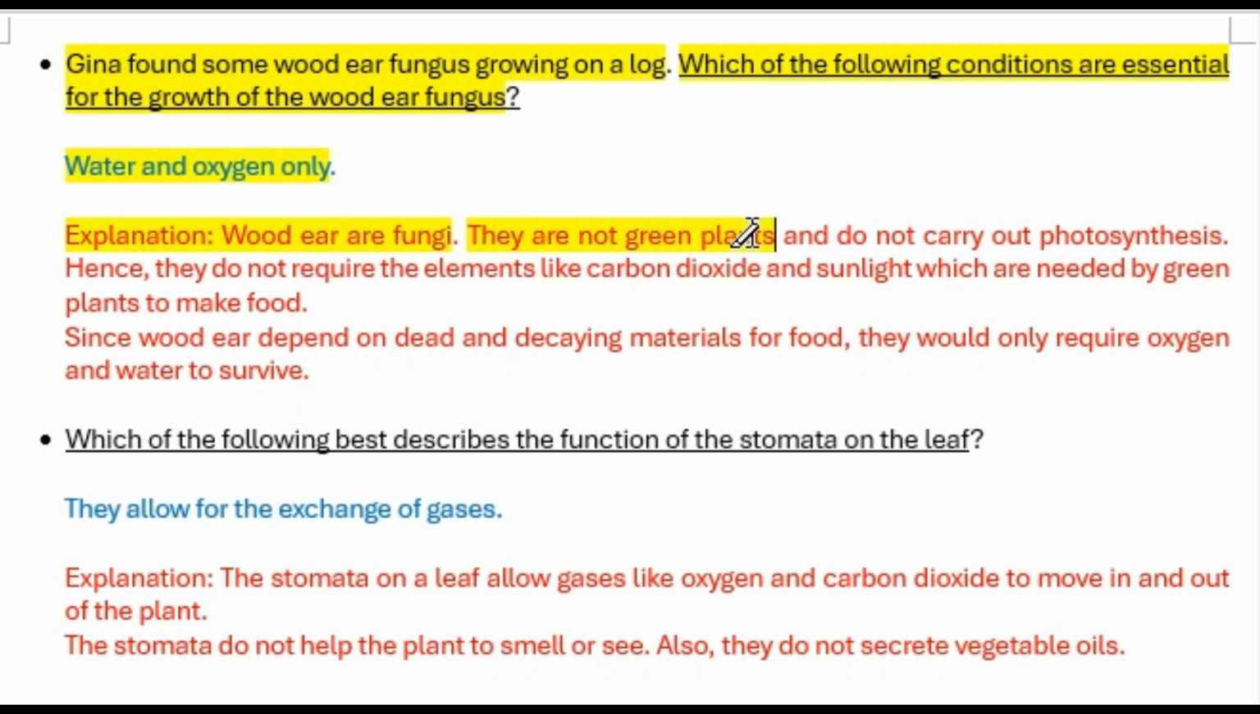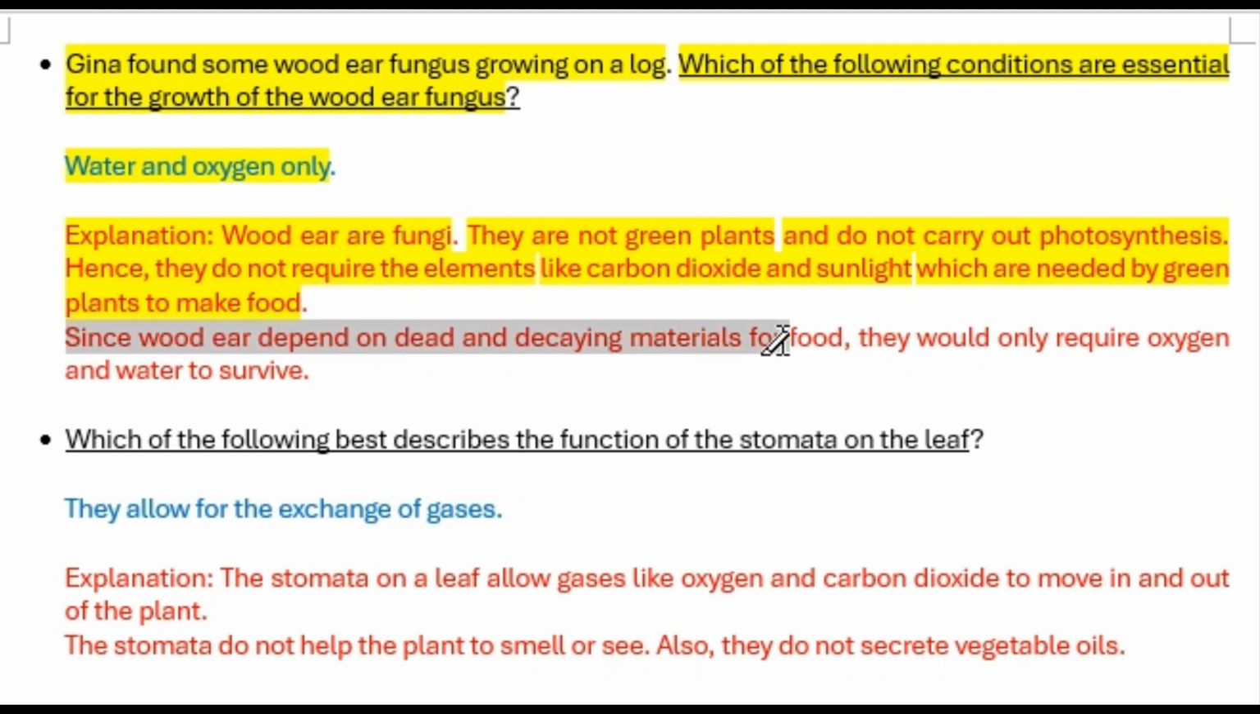They are not green plants and do not carry out photosynthesis. Hence, they do not require the elements like carbon dioxide and sunlight, which are needed by green plants to make food. Since wood ear depend on dead and decaying materials for food, they would only require oxygen and water to survive.